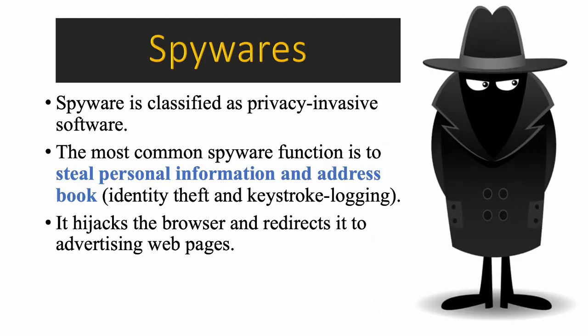The third type of malware is the spyware. It is designed to secretly collect information about a user without their knowledge. It can steal personal information, such as passwords or credit card details, and can even track your keystrokes. It also hijacks the browser and redirects it to advertising web pages. Spyware is often bundled with free software or downloaded files.